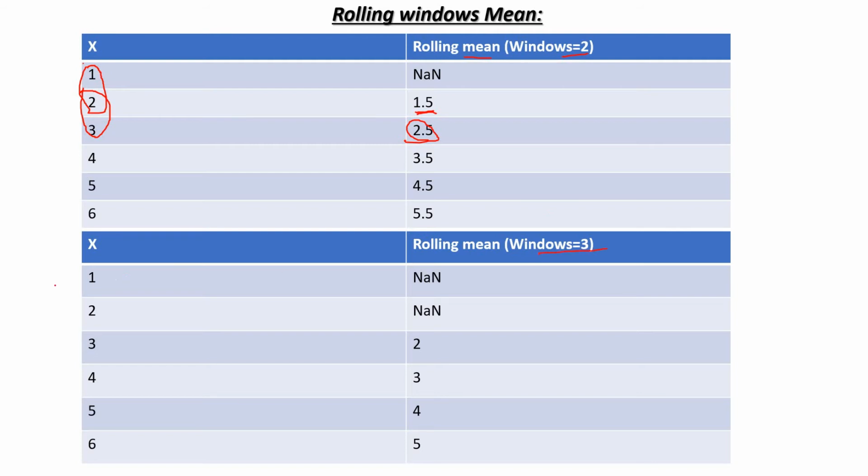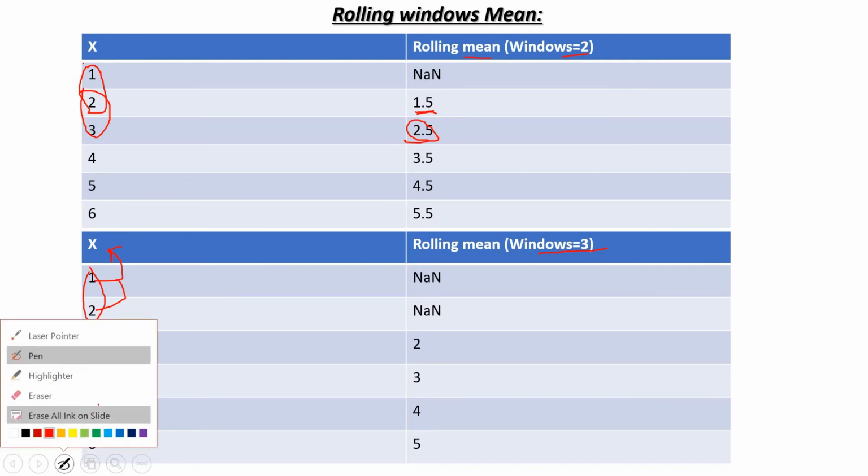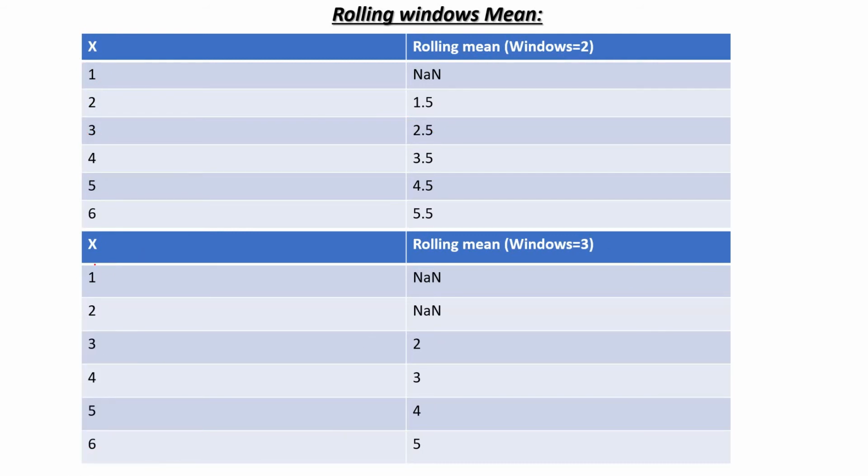When window equals 3, then in that case for these two we are getting NaN, because we don't have any element before here, and here we have only one element, but we want two more elements, right? So that's why we are getting NaN. But in this case we are adding these three elements, 3 plus 2 is 5, plus 1 is 6, 6 divided by 3 is 2, right? So like this we can calculate the rolling mean with window equals 3. Okay, hope this will make sense, guys.